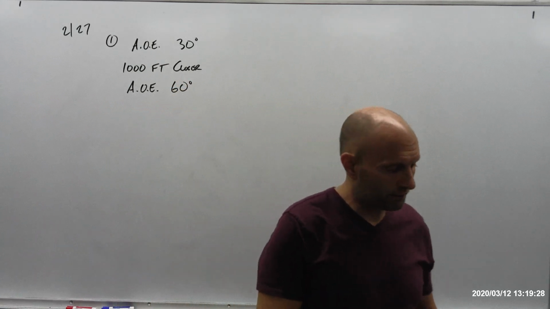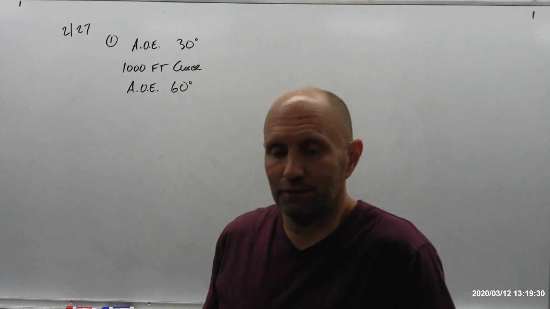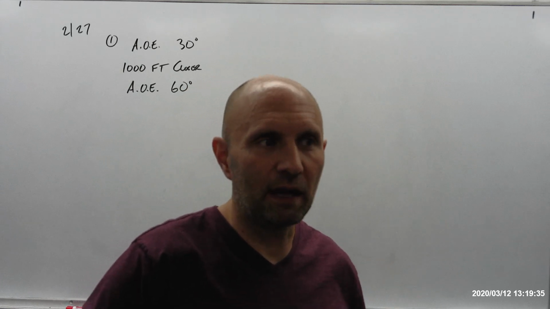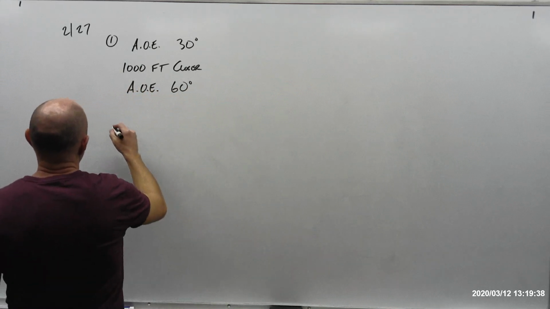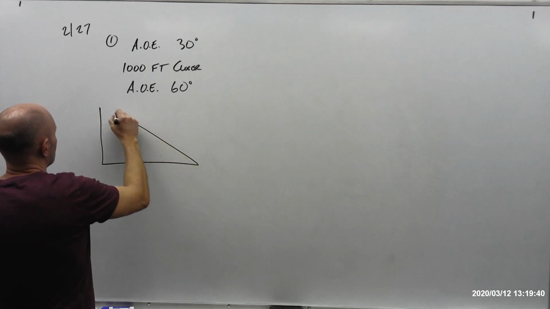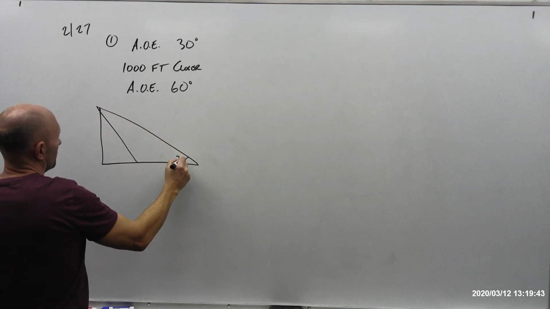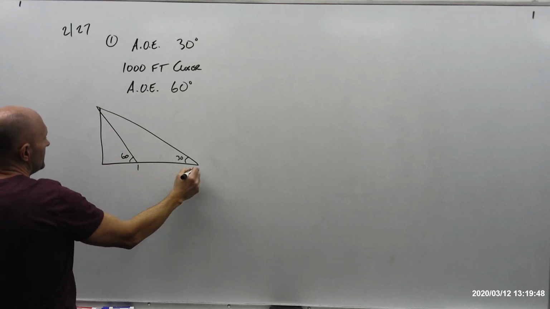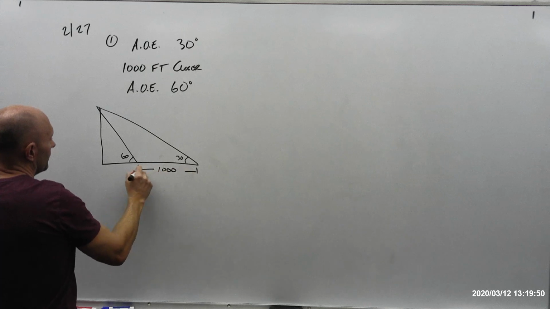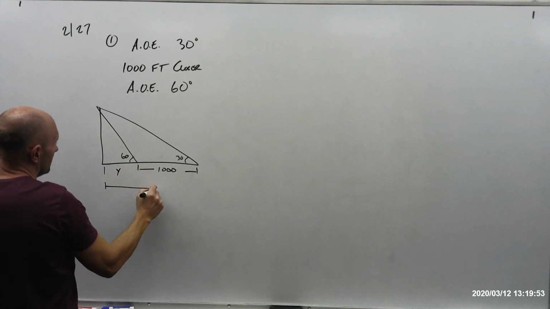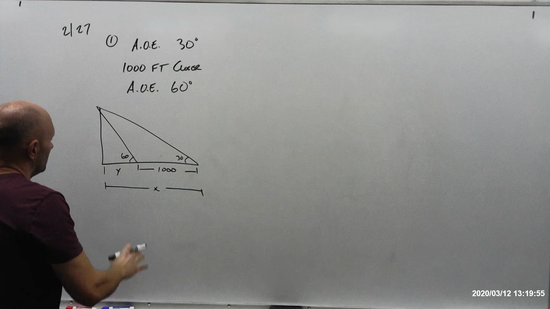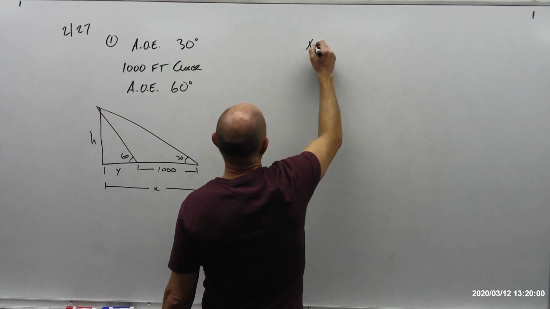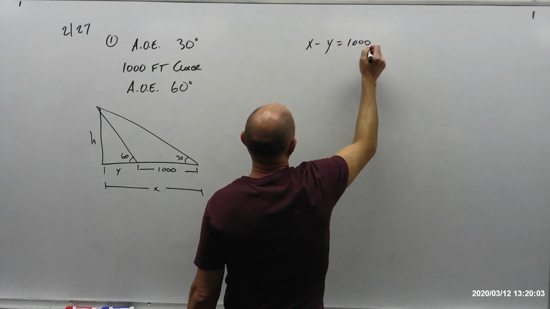So it's exactly like the first two videos we had here. It's just the algebra is going to be a little different, but the setup of the problem is the same, the methodology is still the same. Let's draw our picture so we can see what's happening. So we're at a point out here, angle of elevation is 30 degrees, 1,000 feet closer, angle of elevation is 60, with y and x, looking for the height h. So now we have x minus y is 1,000.